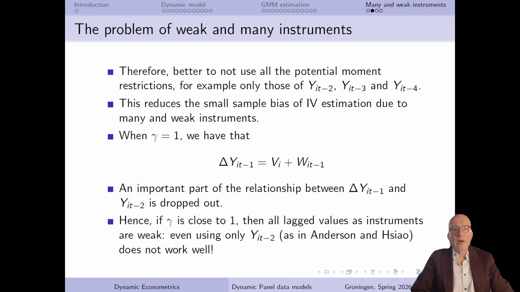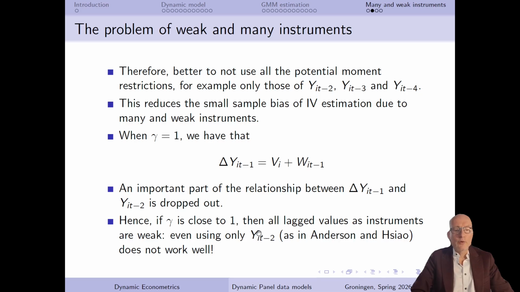Take into account, by the way, that unlike what might be suggested by this equation, y_{i,t-2} still has some relevance. It's a weak instrument, but it still has some relevance. The reason is that y_{i,t-2} is also affected by this v_i that we have over here. However, that is really of a second order relationship, and that means that when gamma is close to 1, then all lagged values as instruments are weak.